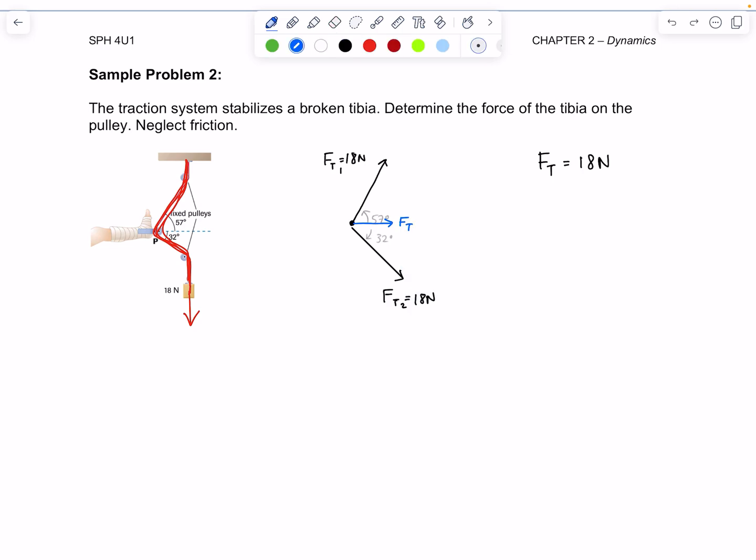Force of tension 1, x. Force of tension 1, y. Then we have force of tension 2x and force of tension 2y. Now the y component is the opposite with respect to the force of tension. So it's 18 sine 57 for tension 1 and 18 sine 32 degrees for tension 2. The x component is the adjacent, which is 18 cos 57 for the first tension and 18 cos 32 for the second.